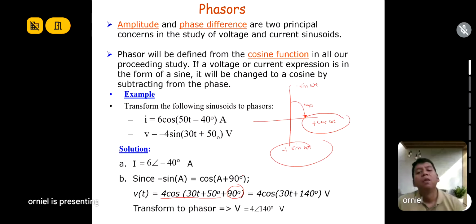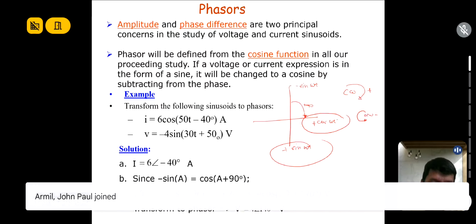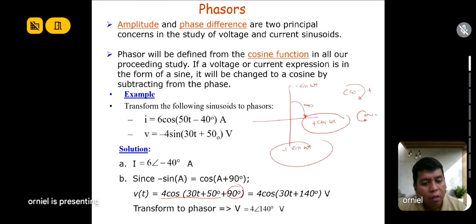Now, if it is a clockwise rotation, it is positive. Okay? If it is counterclockwise, it is negative. So negative 180, negative 190, and so on and so forth. Clear? Any question? That is how you convert. That's why you have the phasor voltage of V, okay, for angle 140.